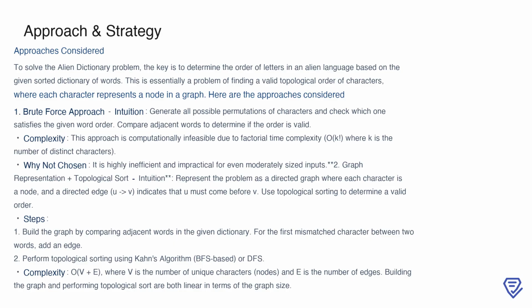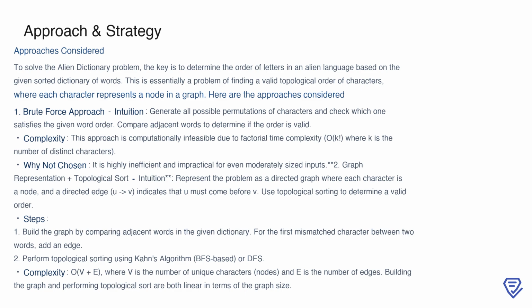The more viable approach involves graph representation combined with topological sorting. Here, we represent the problem as a directed graph, where an edge between two nodes signifies that one character must appear before the other. To build the graph, we compare adjacent words in the dictionary and, for the first mismatched character, we create a directed edge. Once the graph is built, we perform a topological sort using algorithms like Kahn's algorithm or depth-first search.